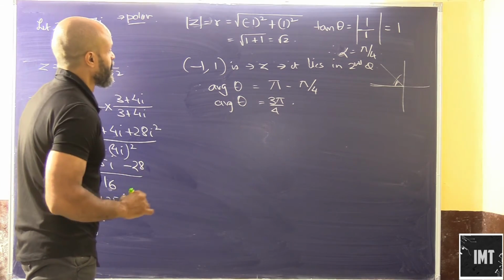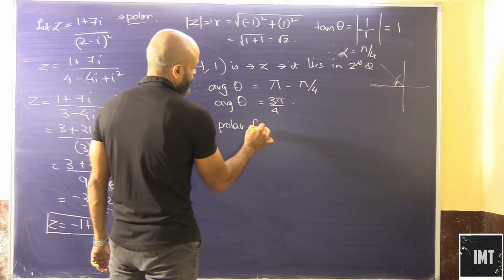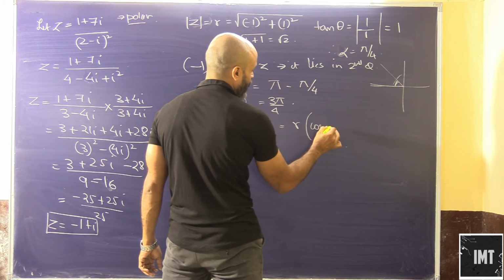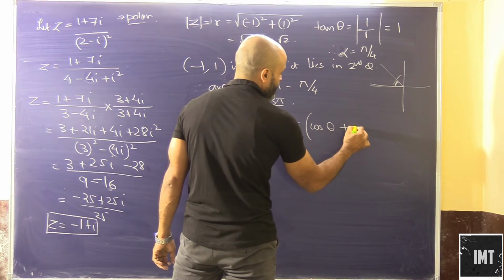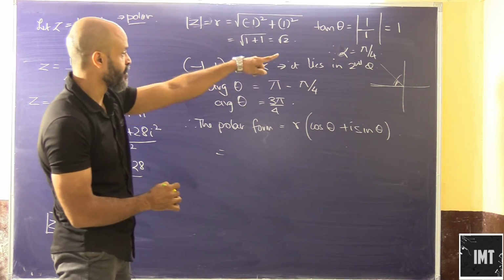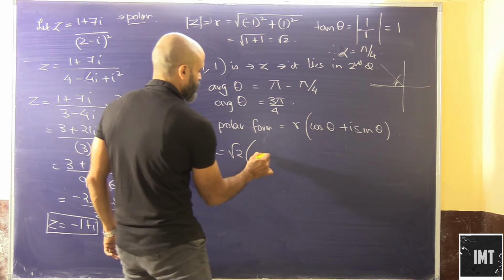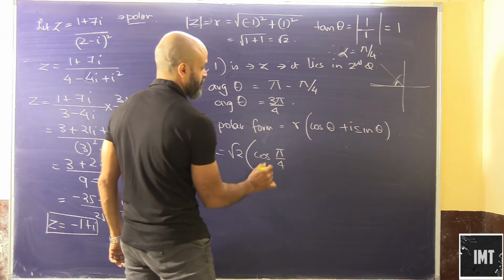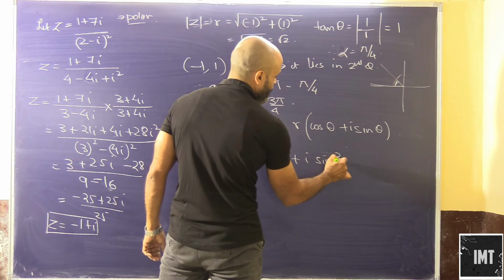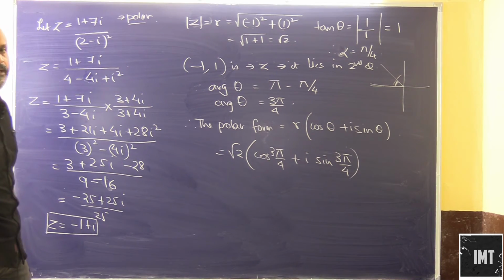Okay. So the polar form is r cos theta plus i sin theta. This is basically the polar form. Now just putting the values here, this will be under root 2 cos 3 pi by 4 plus i sin 3 pi by 4. Okay, this will be the entire thing.